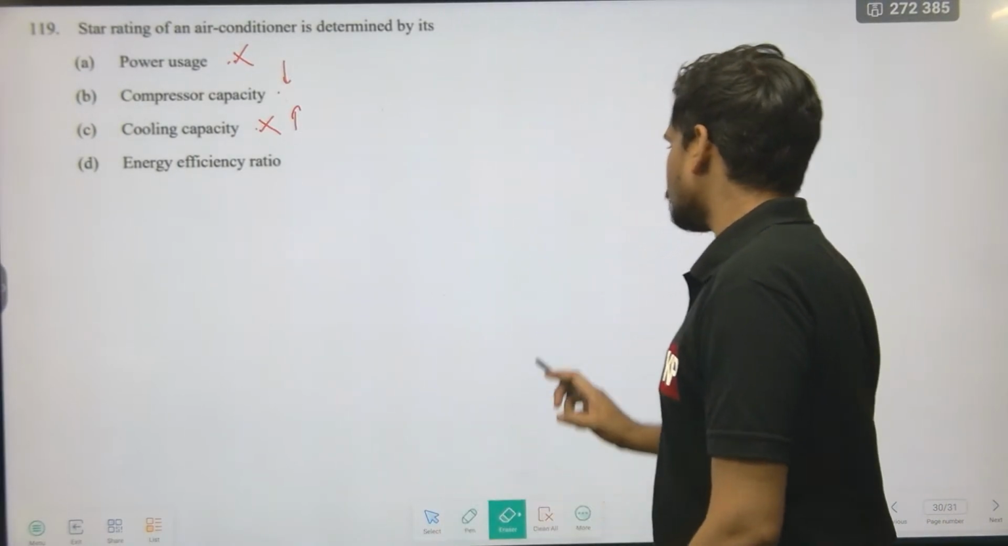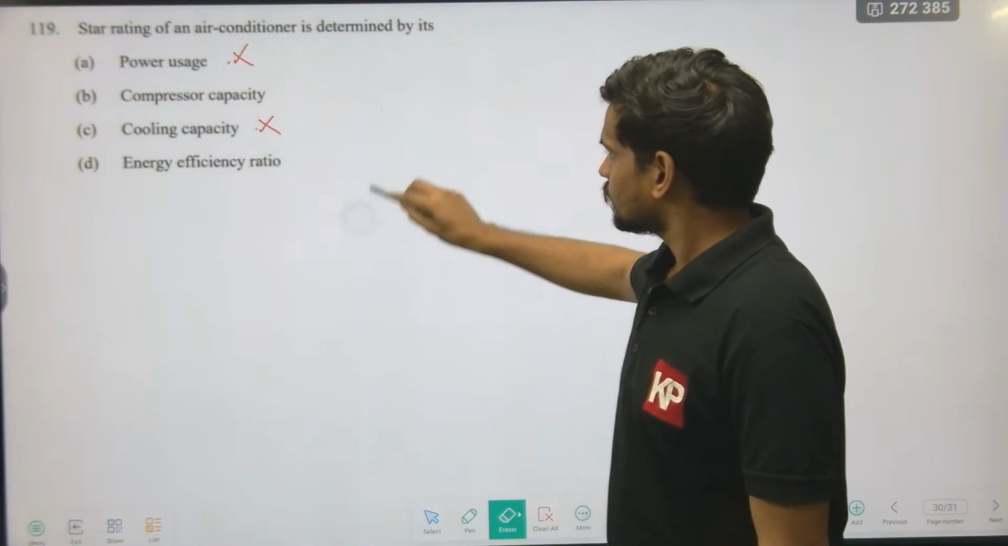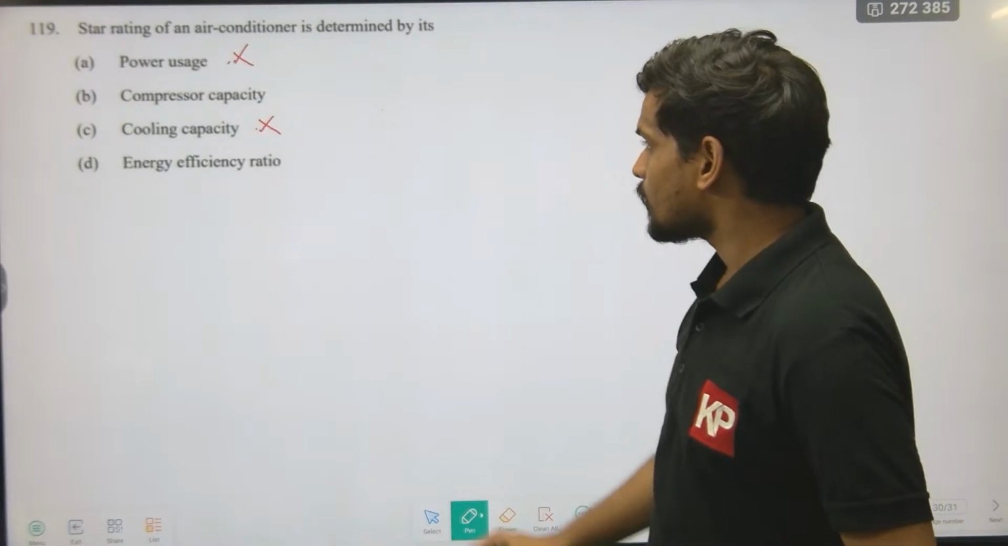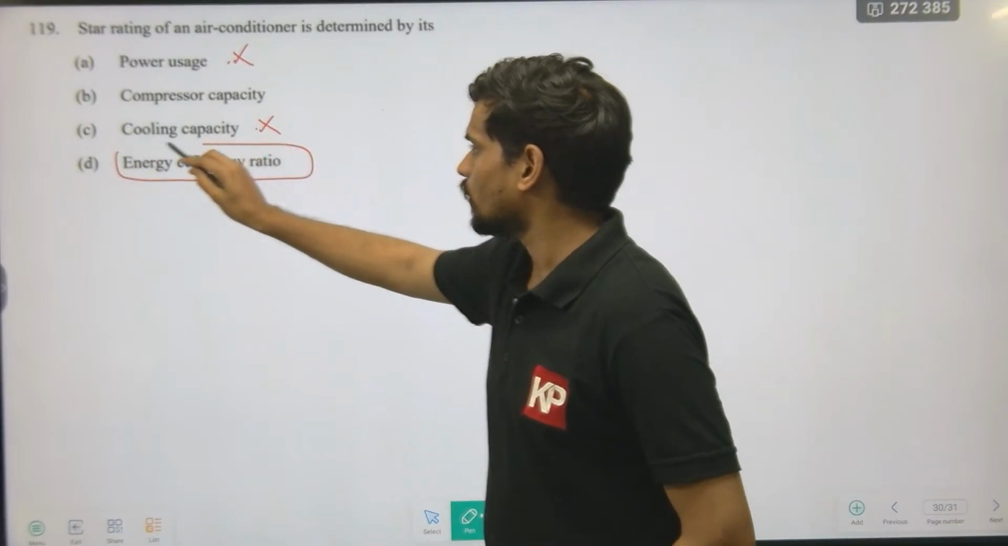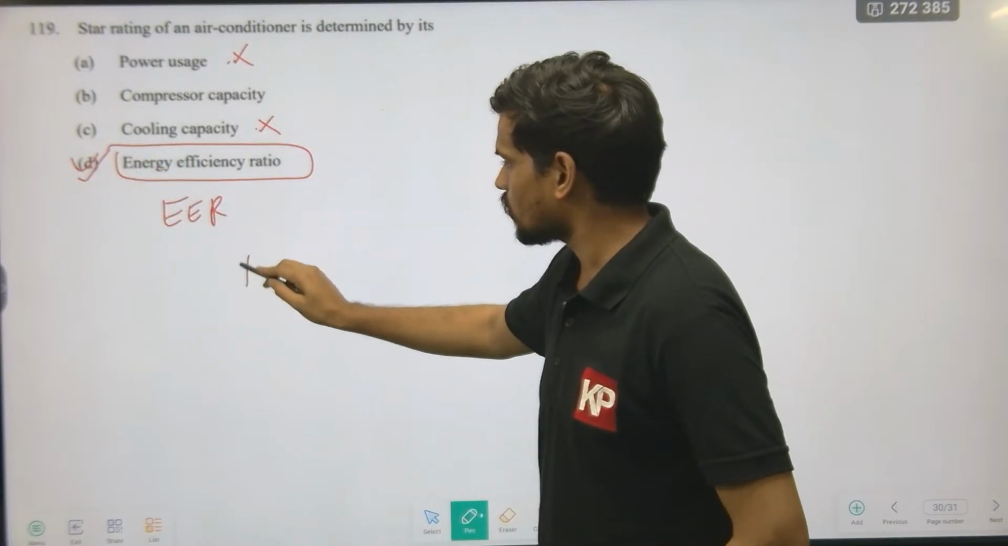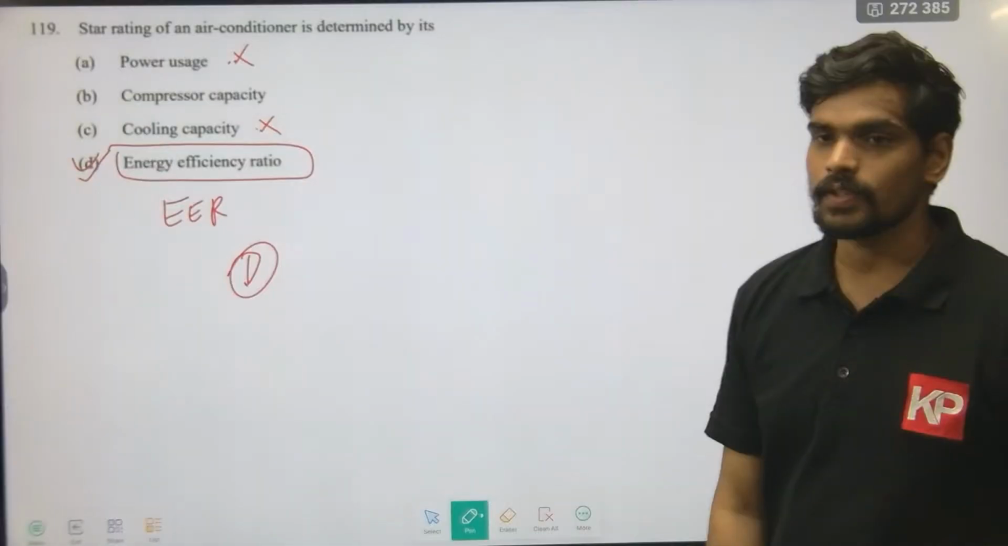So basically, star rating is given based on the energy efficiency ratio, EER. So that would be the answer. So D will be the appropriate answer. What is energy efficiency ratio?